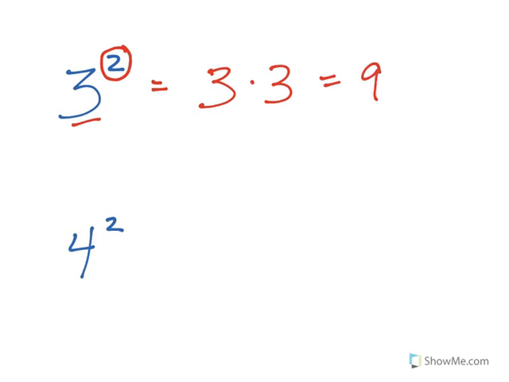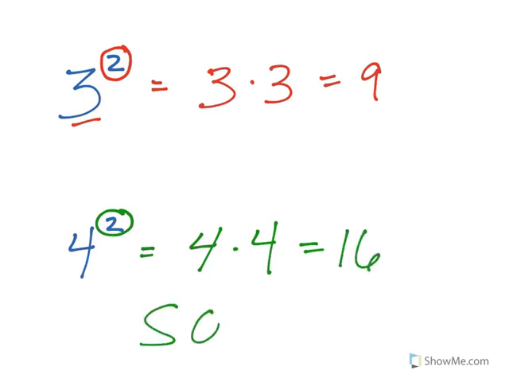Works the same if we're dealing with 4 squared. The base is 4, the exponent is 2, so I take that base of 4 and multiply it by itself just 2 times for 16, right? That's the idea of squaring a number.